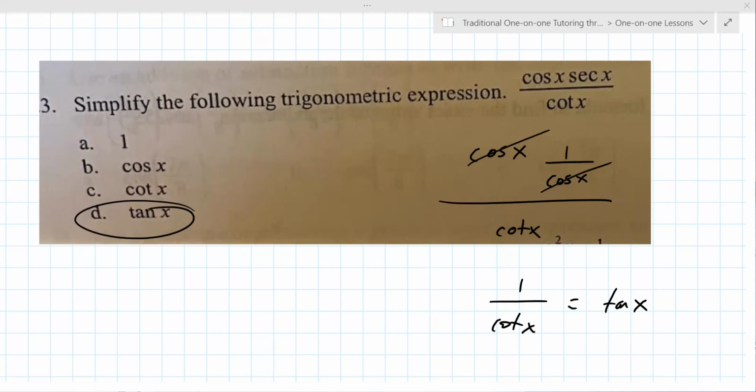Let me go find 27. 27 is the same. 28. All right. Yeah, so 28, we'll look at. Actually, I'll just write it.